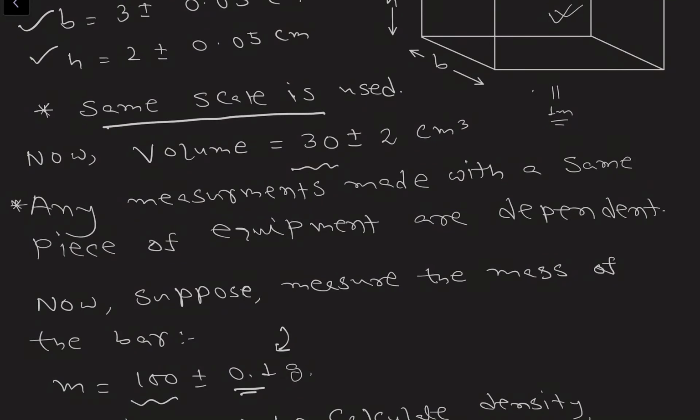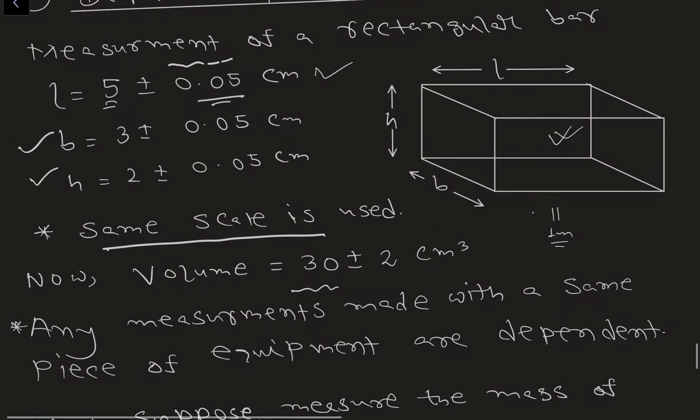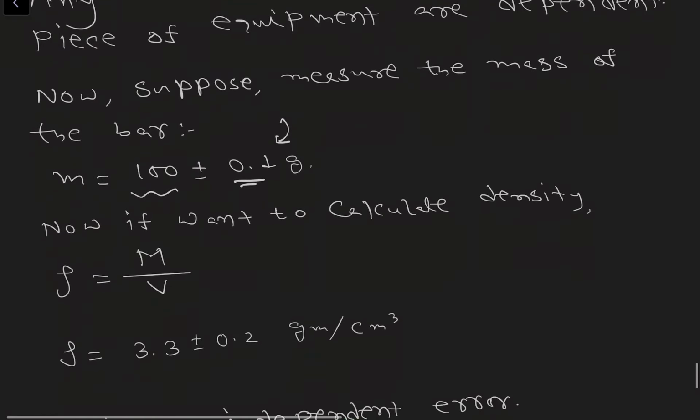Now, let us discuss a little about error propagation. Here we notice our length has error, breadth has error, height has error. Now we calculate the volume. It is coming out to be 30 centimeter cube. So the question is, what about the error in the volume? We calculated the error. Error is coming out to be 2 centimeter cube. In the next video, we are going to discuss how I get that error.